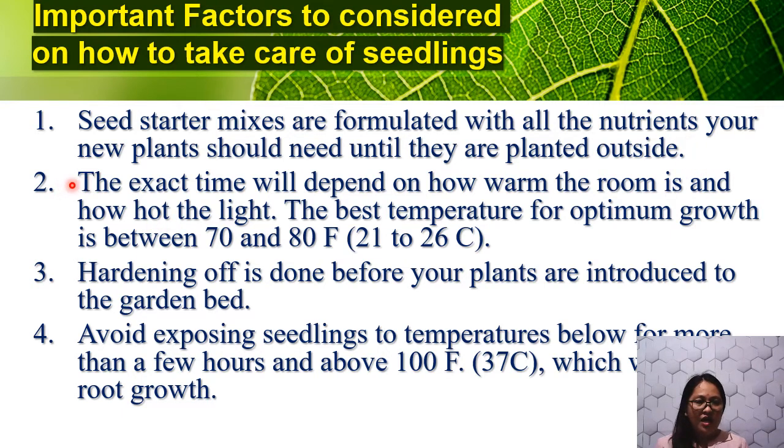Number 2, the exact time will depend on how warm the room is and how hot the light. The best temperature for optimum growth is between 70 and 80 Fahrenheit or 21 to 26 Celsius. Number 3, hardening off is done before your plants are introduced to the garden bed. And number 4, avoid exposing seedlings to temperatures below 50 for more than a few hours and above 100 Fahrenheit or 37 Celsius, which will stunt root growth.